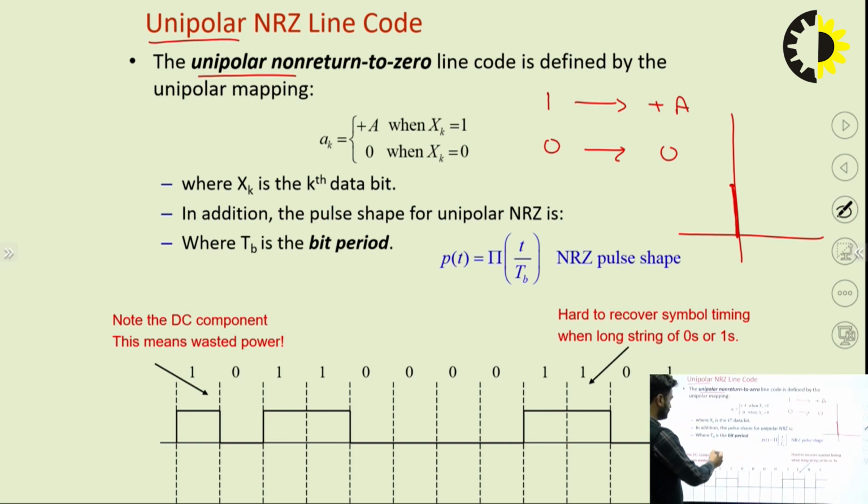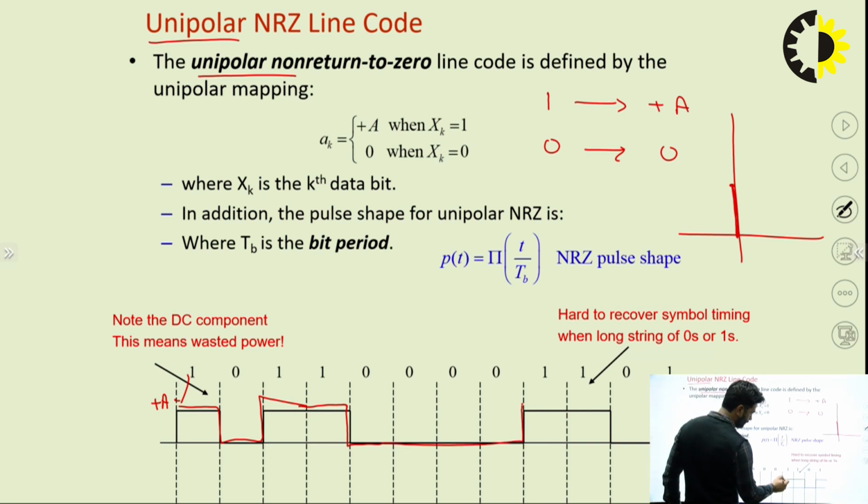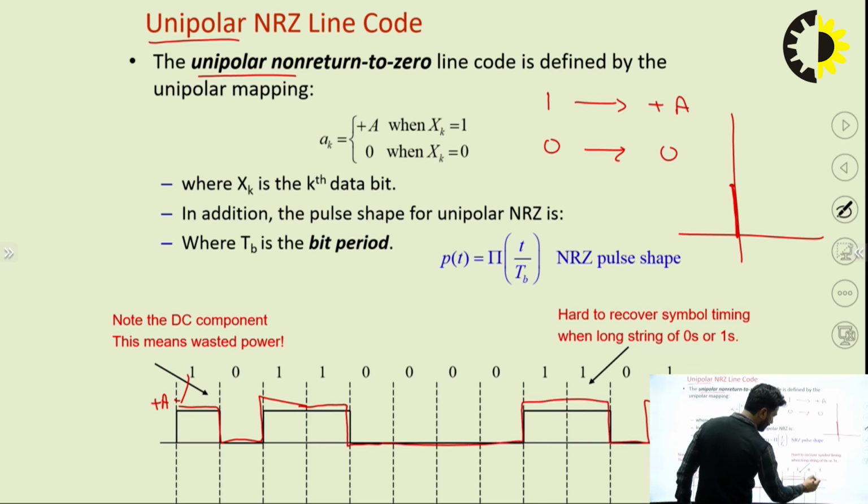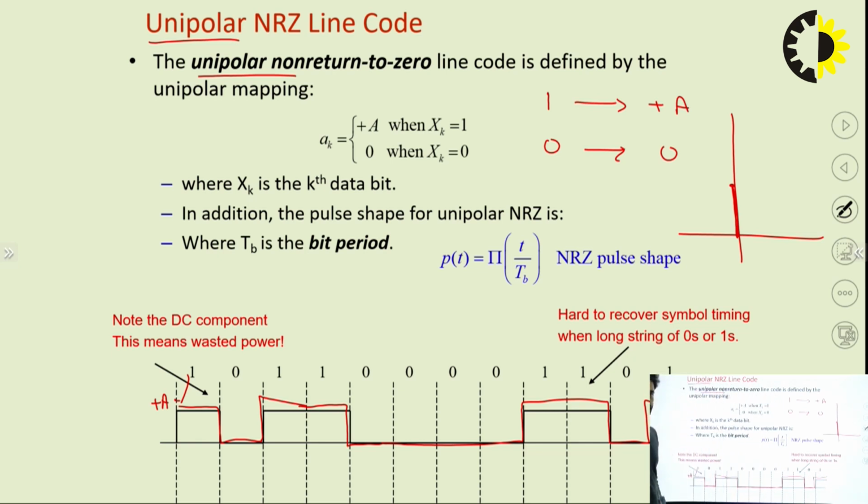Now here the data is 1 0 1 1 0 0 0 1 1 0 1. Here we are assigning 1 as plus A and 0 will be represented as 0. Now again the next bit is 1, then 0, 0, 0 complete, then 1 and 1 and 0 and 1. Only one polarity will be there in the case of unipolar.